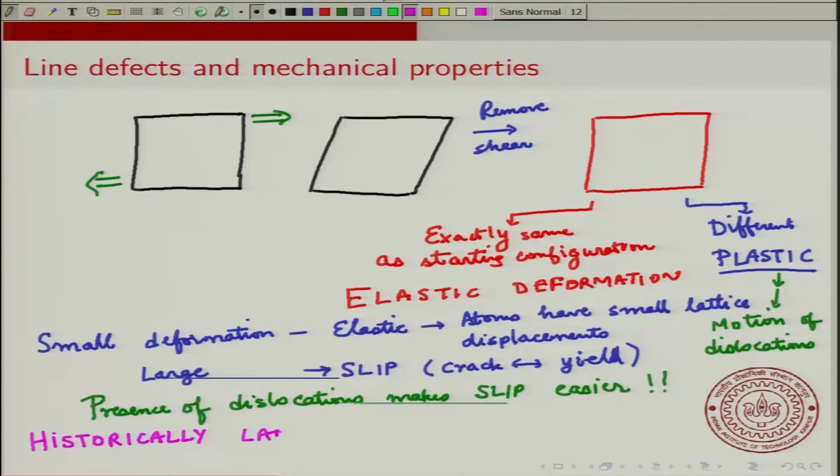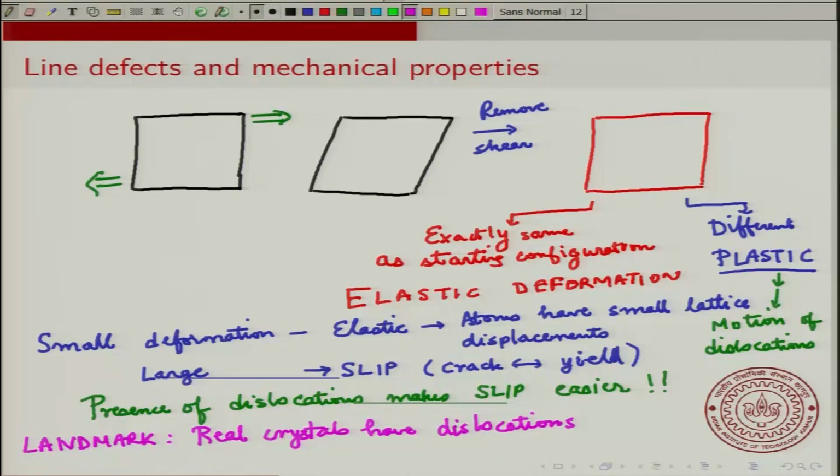It's a landmark observation, which is that real crystals have dislocations. What I mean is that the theoretically calculated strength of a crystal was much larger than what was experimentally observed, and therefore people concluded that real crystals have dislocations.